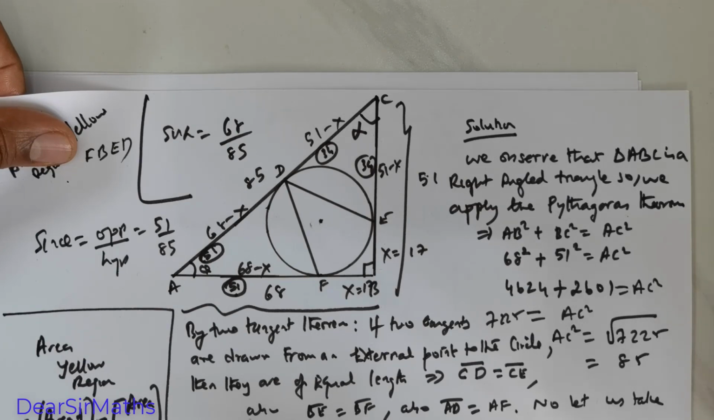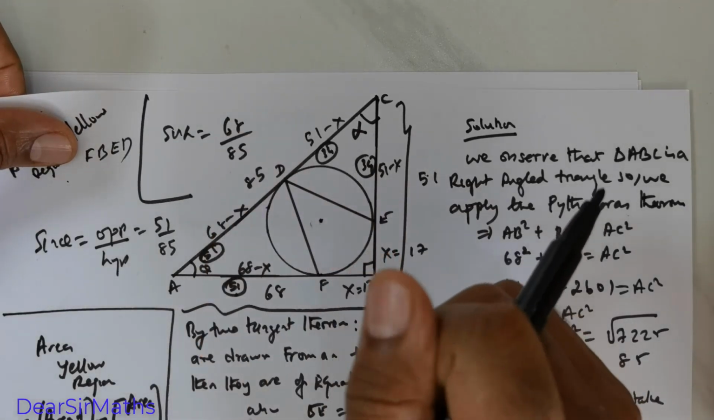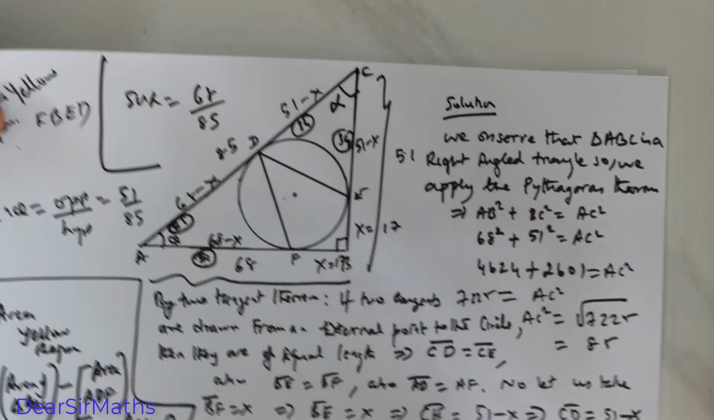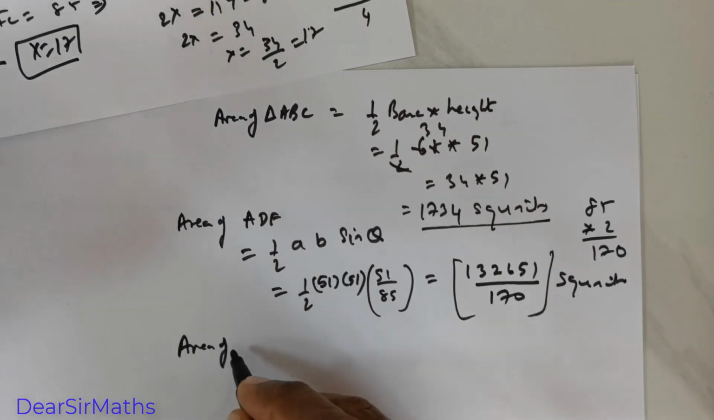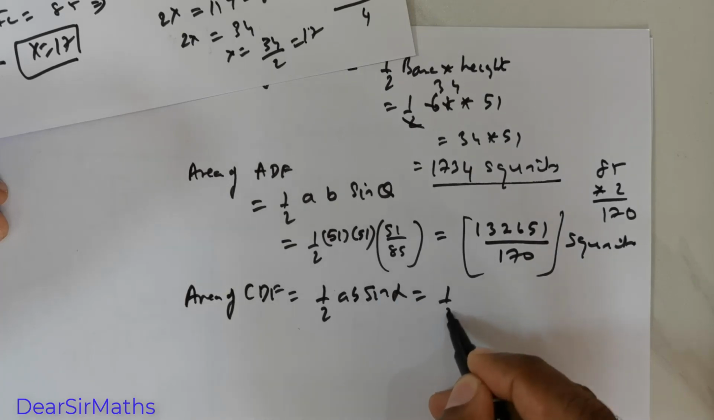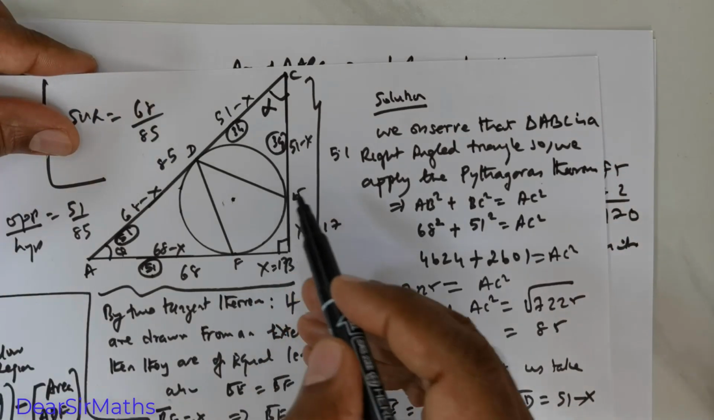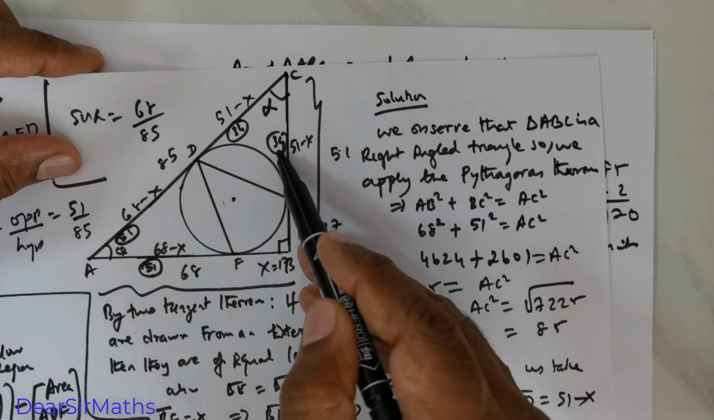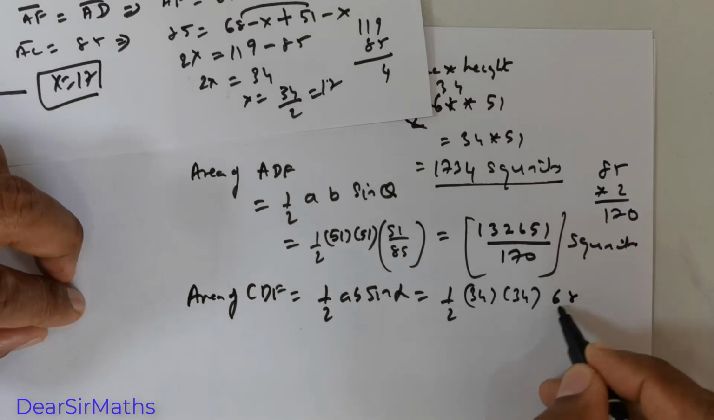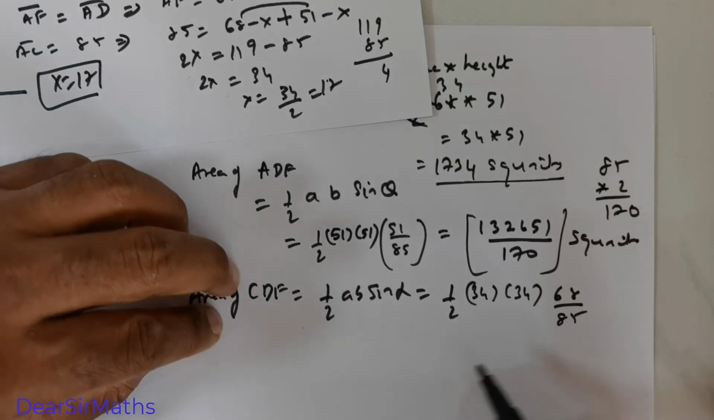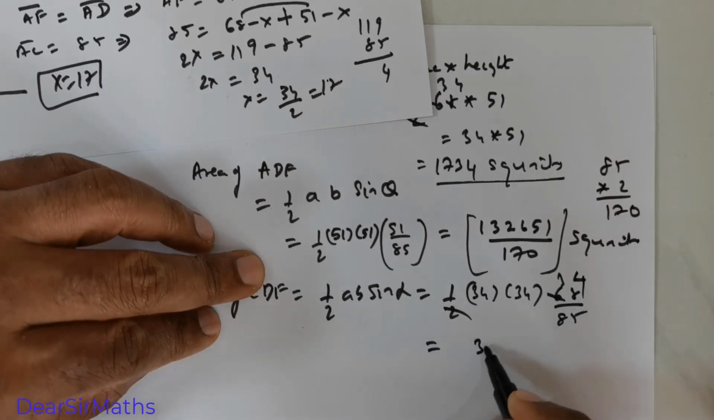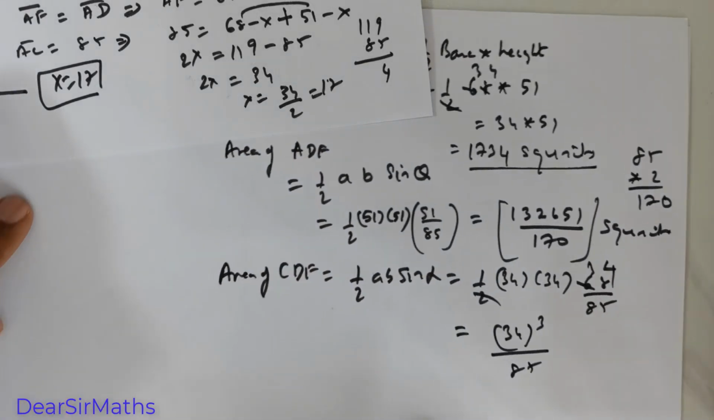You can reduce this if you want, or you can just maintain that. Let me place in the area of this triangle. Area of CDE is equal to half times AB sine alpha. These sides are 34 units, so 34 times 34 times 68 divided by 85. Now I can clearly reduce this. 2 divides here 3 times, 2 divides here 4 times. So this is going to be 34 cubed divided by 85.